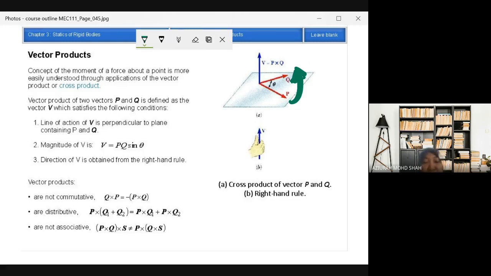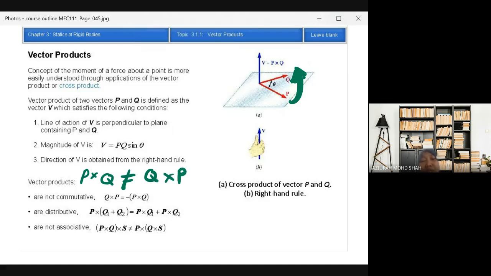Okay. So kita boleh kata P cross Q tak sama dengan Q cross P. Tapi kita boleh kata yang ini dia boleh sama kalau kita letak tanda negatif. Tanda negatif dia akan terbalikkan semula. Macam tu.